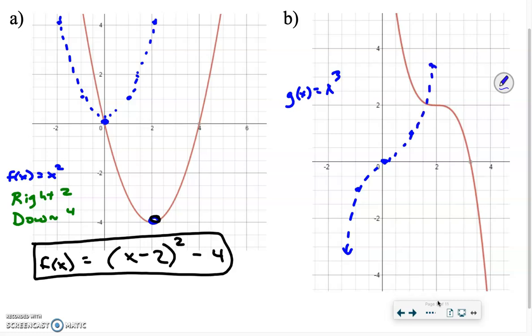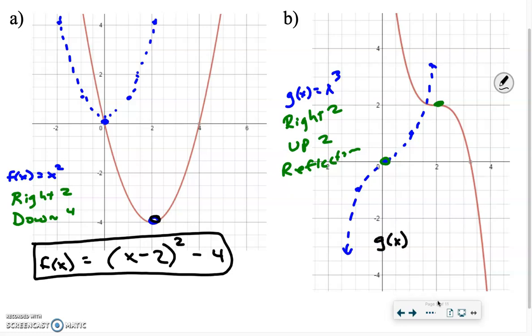So not only are we shifting, transforming the vertex, or I shouldn't say vertex, I shouldn't call it that, but that central critical point right here, we're transforming that, looks like right 2 up 2, but what else is happening? We're reflecting it, aren't we? So we said that we're going to move right 2, we're going to move up 2, but there's also going to be a reflection in the x-axis.